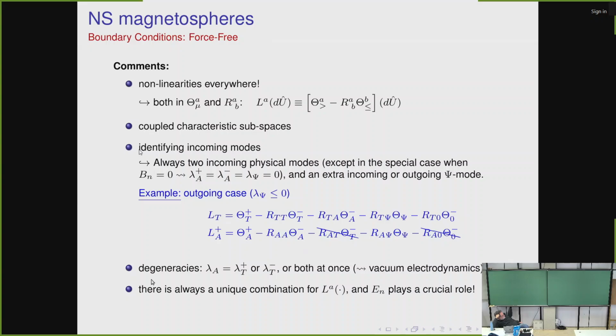There are many more details about the possible degeneracies between these characteristic subspaces. Sometimes, for some particular values of the field, they collapse. Some different subspaces collapse, but since the theory is symmetric hyperbolic, as we show, there is always a complete characteristic basis, and you can always find the appropriate boundary operator for this.